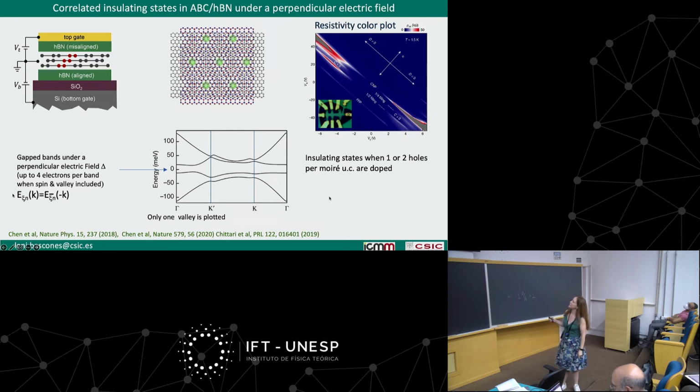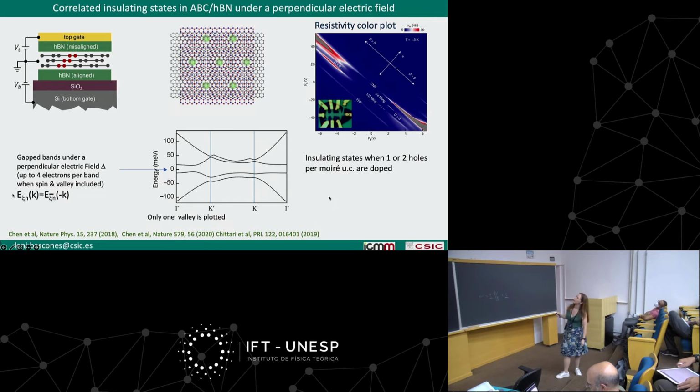In fact, this system people already observed in March 2018. They also observed a correlated insulating state in this system. There have been more experiments afterwards, but they observed it when this valence band that you see here was doped with 1 or 2 holes. We would expect to need at least 4 holes to observe an insulator, so then it's clear that these are correlated states.